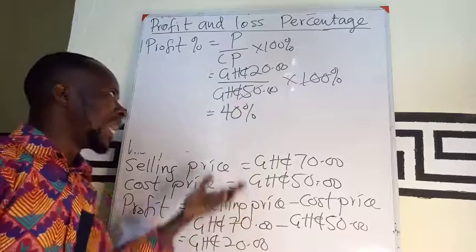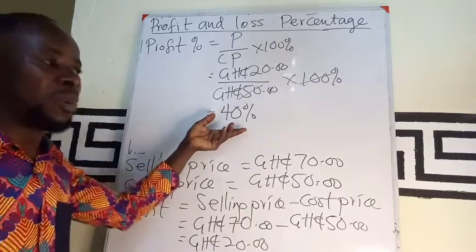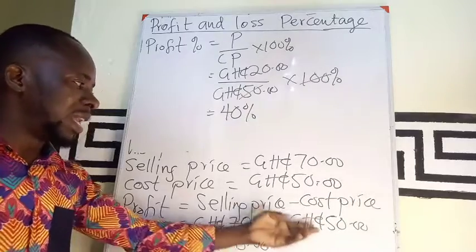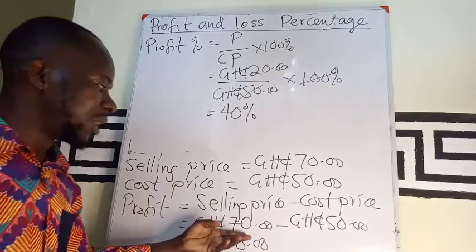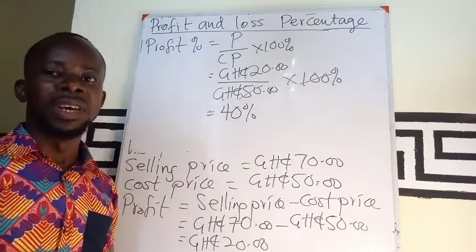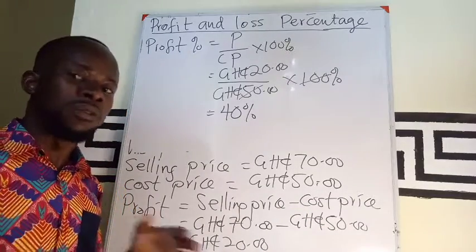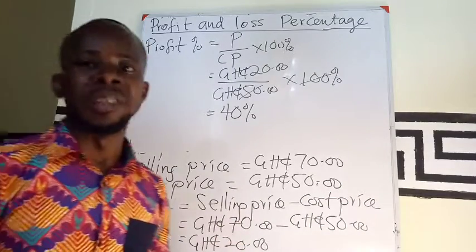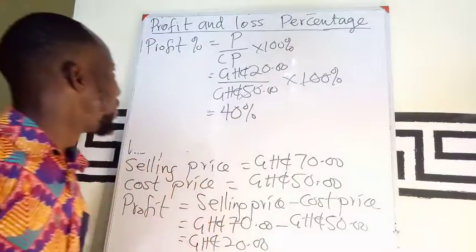So the same can be calculated for a loss, if in case the cost price were 70 Ghana cedis and the selling price were 50 Ghana cedis. The same approach used in calculating the profit percent will also be used in finding the loss percent. So that will be for that.